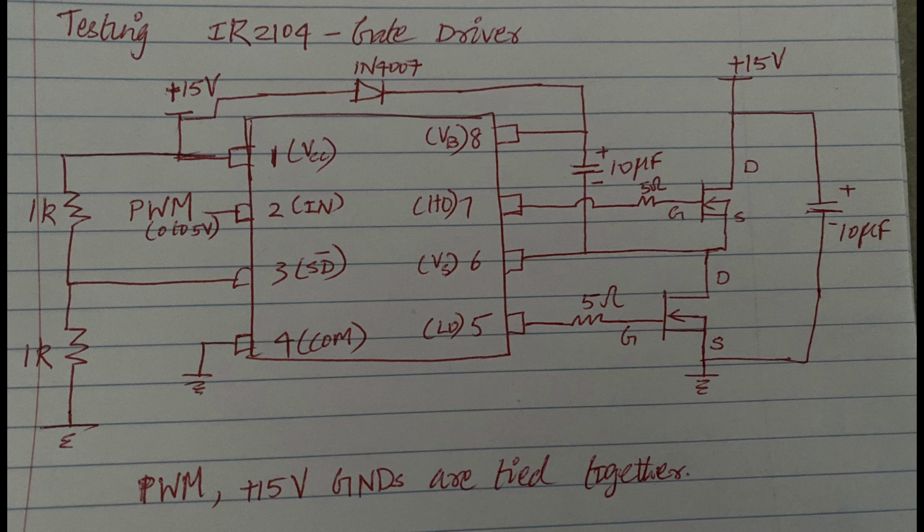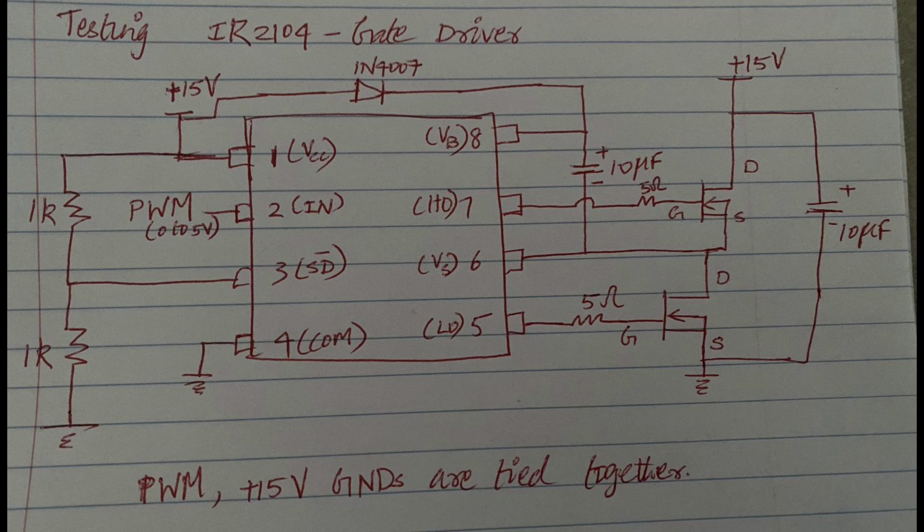Pin 5 is the gate driver output PWM for the low side power MOSFET. A series 5 ohm resistor controls the peak of the gate current to the MOSFET. Pin 6 is connected to the midpoint of the half bridge configuration or the source of the top MOSFET. Pin 7 is connected to the gate of the high side MOSFET. A bootstrap capacitor of 10 microfarad is connected between pins 6 and 8. Also, a blocking diode 1N4007 is connected between the plus 15 volt power supply and pin 8 as shown.